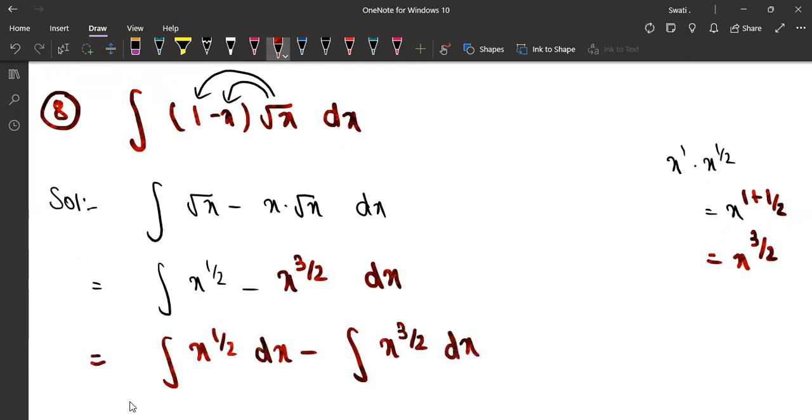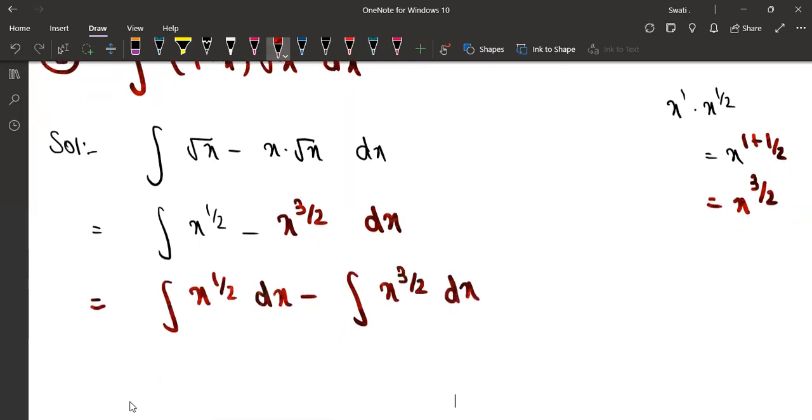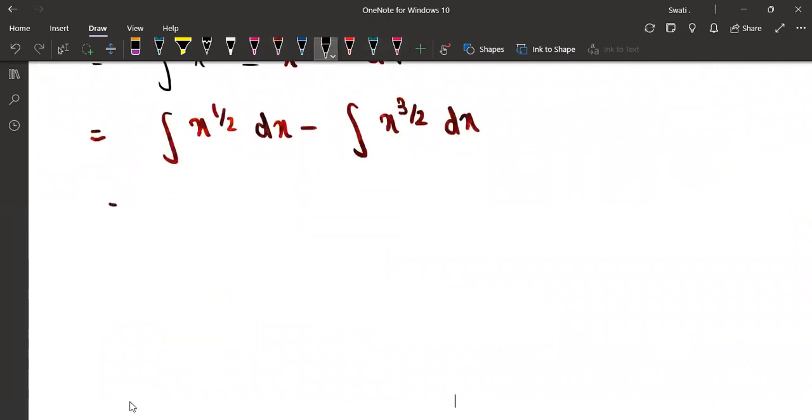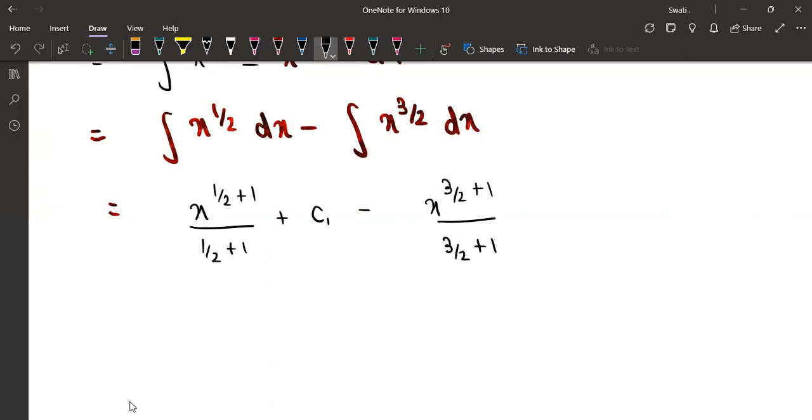Now we know the integration formula: integration x raised to n is x raised to n plus 1 upon n plus 1, and then plus c, of course, because this is an indefinite integration and we don't have any limit. So this will become x raised to half plus 1 upon half plus 1 plus, since we have two constants of integration, let's write this as c1, minus x raised to 3 by 2 plus 1 upon 3 by 2 plus 1, and then plus the constant of integration c2. So let's write this in brackets, okay?